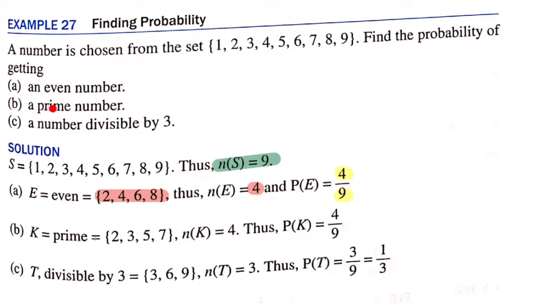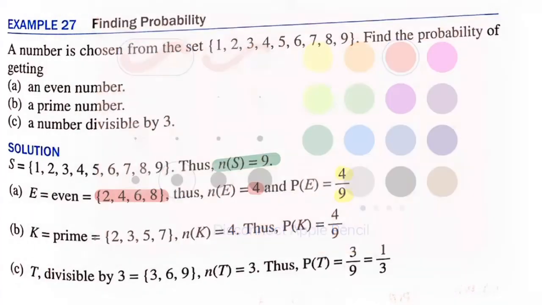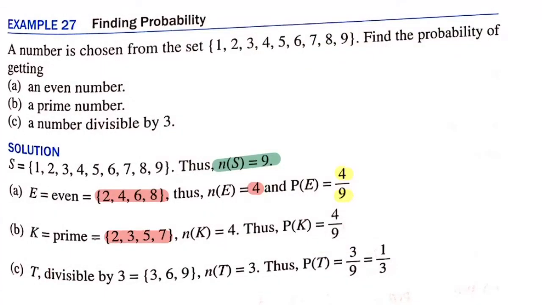Second, let's see the probability of getting a prime number. The prime numbers from this list are 2, 3, 5, 7. So the number is 4. Again, let's find the probability. P(K) is 4 over 9. Let's see the next event. Find the probability of getting a number divisible by 3. Among all of these, the numbers divisible by 3 are 3, 6, and 9. So the number is 3. Therefore, the probability is 3 over 9. We can simplify 3 over 9, so our final answer is 1 over 3.